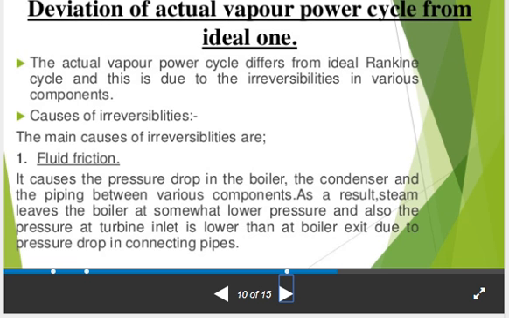The main cause of irreversibilities is first the fluid friction. Fluid friction causes the pressure drop in the boiler, that means the pressure reduces in the boiler section. Again in the condenser such phenomena occur, and in the piping between the various components. As a result, the steam leaves the boiler at somewhat lower pressure, and also the pressure at turbine inlet is lower than at the boiler exit due to the pressure drop in the connecting pipes. That means pressure drop takes place in the different components of the Rankine cycle.